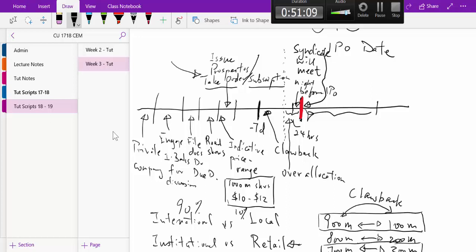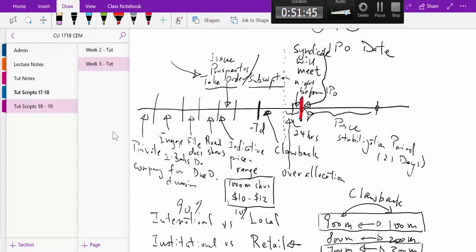Now, I think this is what we call the price stabilization period, which typically lasts for 21 days after the IPO or 30 days after the retail subscription is closed. So either 21 days from between here and here, or 30 days between here and maybe here. Something like that.